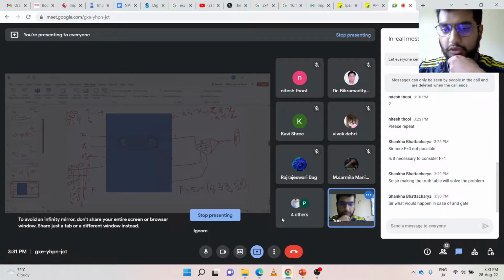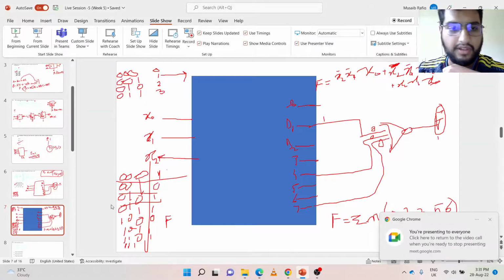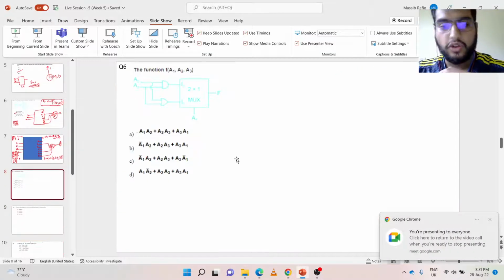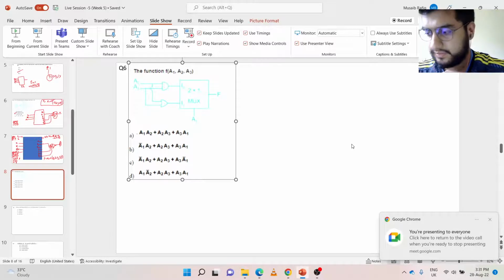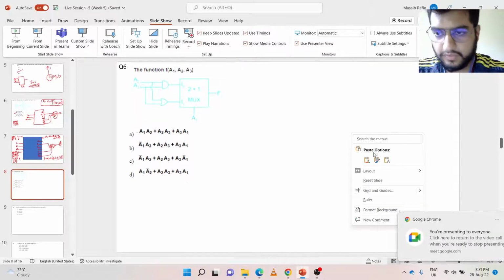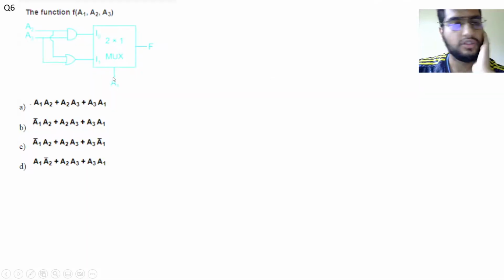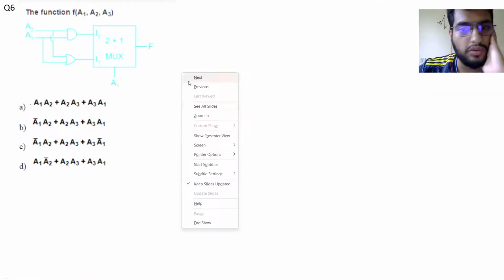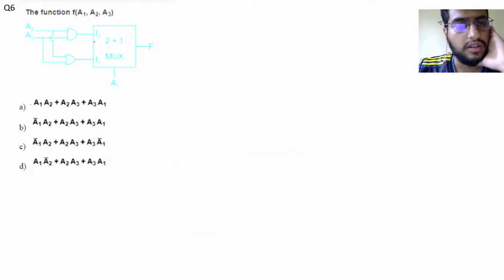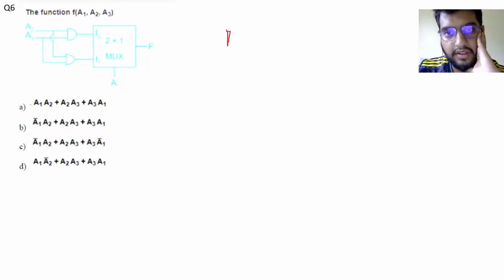So moving forward, this was question number 4, I guess. Moving forward to question number 6. Question number 6 is also based on the multiplexer. It asks us to find the function f. Here we have a 2 to 1 mux, so we are required to find f.